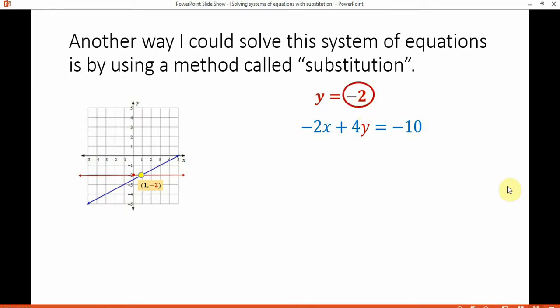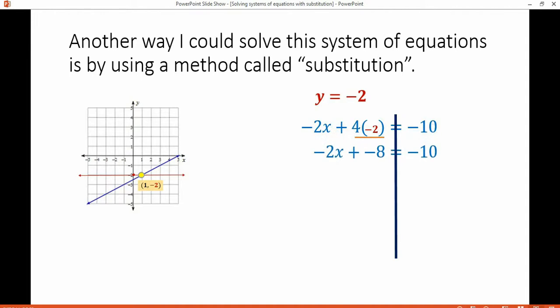Simply, all we're going to do is we know that y is negative 2, and because y is negative 2, y and negative 2 are interchangeable. We can take our negative 2 and in our second equation, take out the y, put in that negative 2. Now this should be looking familiar. Draw a river and solve for x. 4 times negative 2 gets us negative 8, and we just carry down the negative 2x and the negative 10.